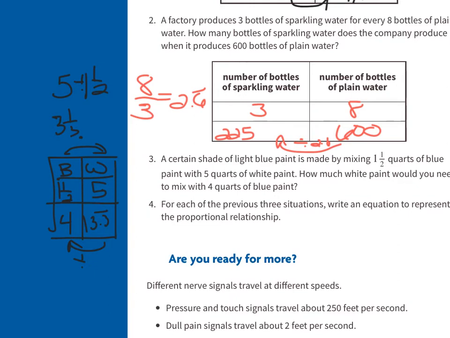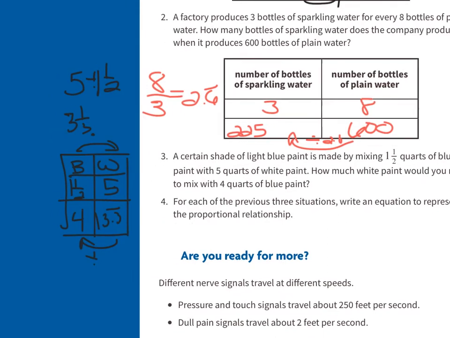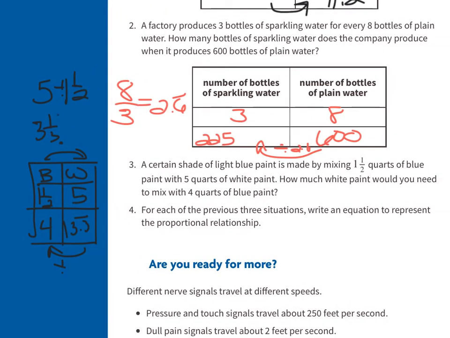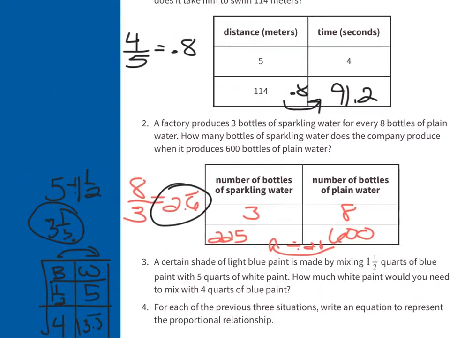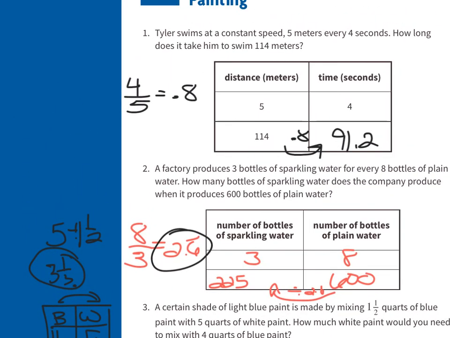For each of these 3 previous situations, write an equation. So remember, writing an equation, we take the constant of proportionality, put it with the first column, and that equals the second column. So if we move back up here, my constant of proportionality is 0.8. So 0.8 times the first column, d for distance, equals the second column, t for time.